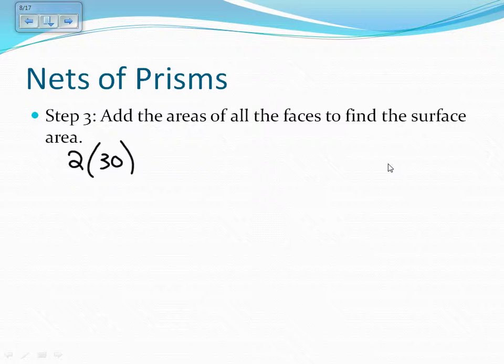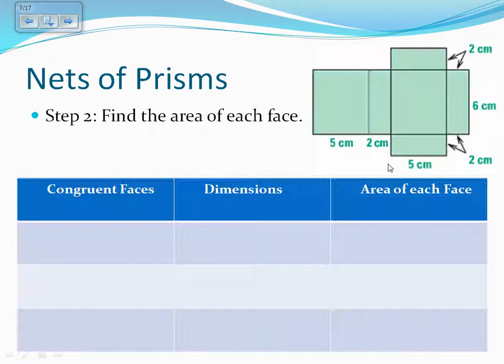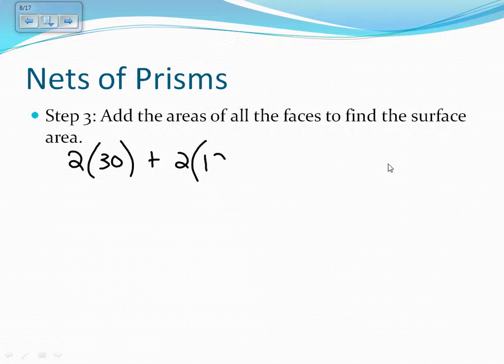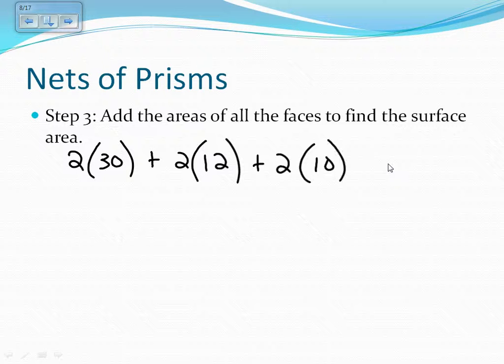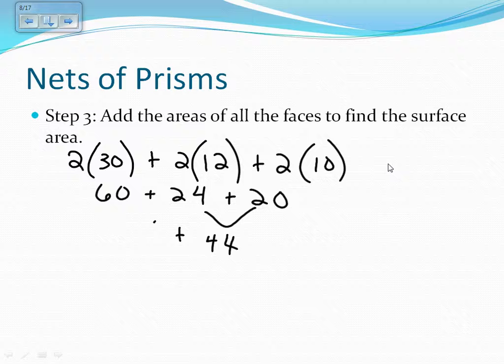Plus 2 times, let's see what else we got, 12 for the left and the right, and then plus 2 times the bottom, top and the bottom, okay? So we get 60 plus 24 plus 20. This becomes 44 plus 60. So we get 104 centimeters squared, okay?